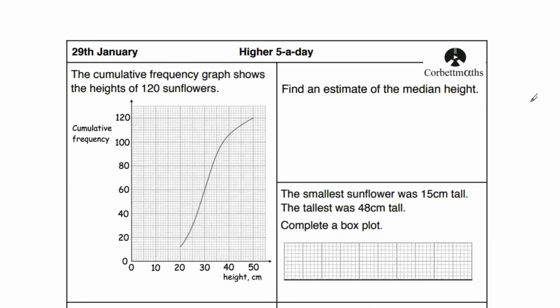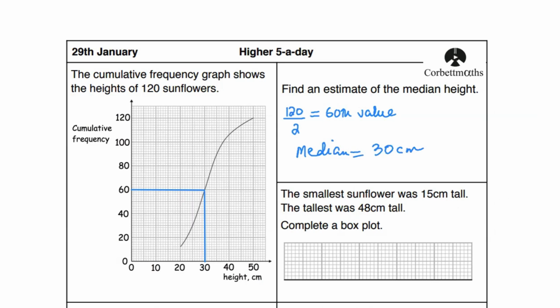First question says that the cumulative frequency graph shows the heights of 120 sunflowers. Find an estimate for the median height. So median means the middle value. So if we divide 120 by 2, that gives us 60. So we have to find the 60th value from the graph. 60th value is equal to 30. So 30 centimeters is your median height.